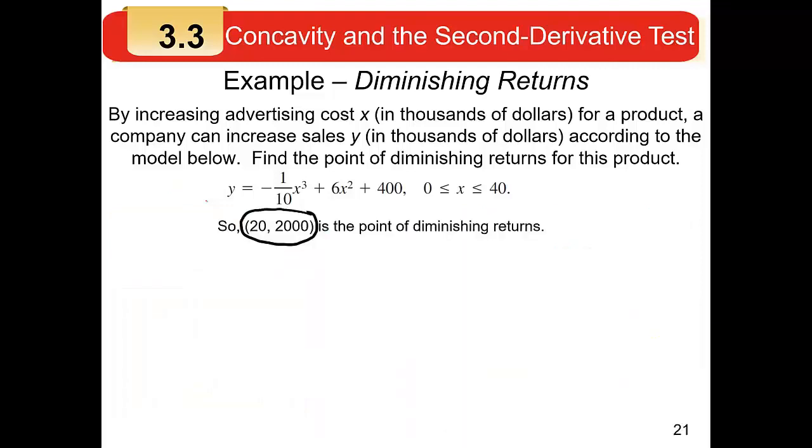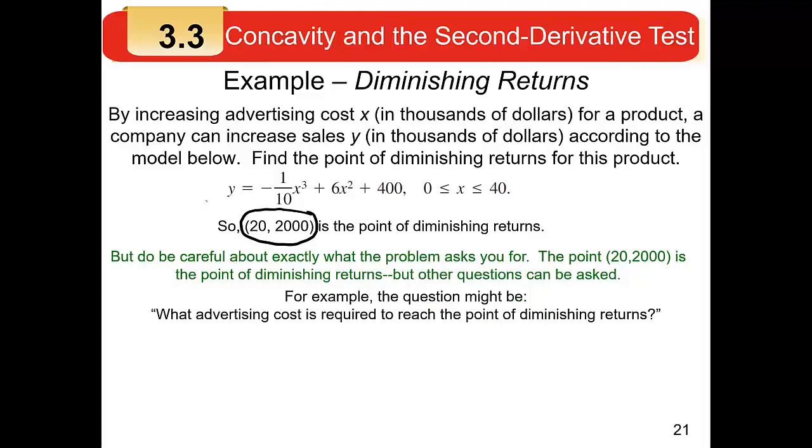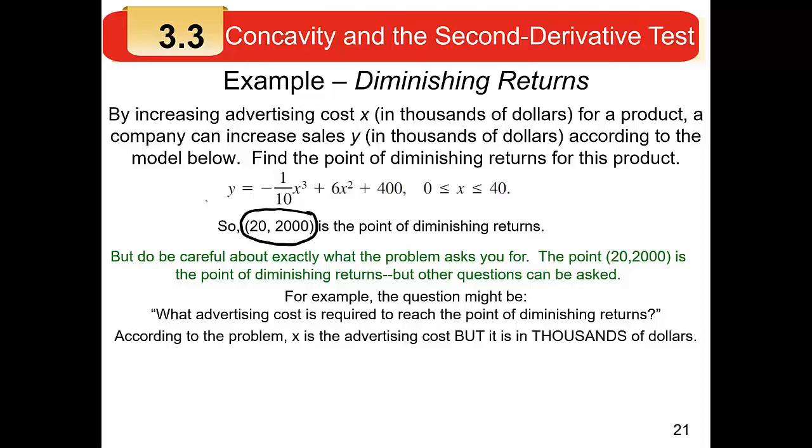Now, be careful when a problem involves diminishing returns, because sometimes they don't actually ask for just the point of diminishing returns. For instance, even though the point (20, 2,000) is the point of diminishing returns, they might ask, either instead of or in addition to that, something like, what advertising cost is required to reach the point of diminishing returns? Remember, the advertising cost is the x coordinate, and we found that x was equal to 20. But according to the problem, x is measured in thousands of dollars. So if I'm looking for what the cost would be, it's not $20, it's $20,000.